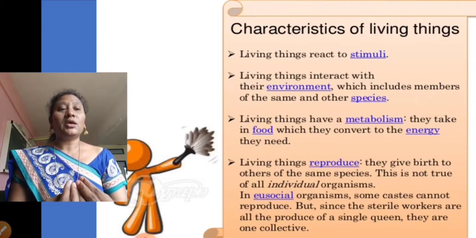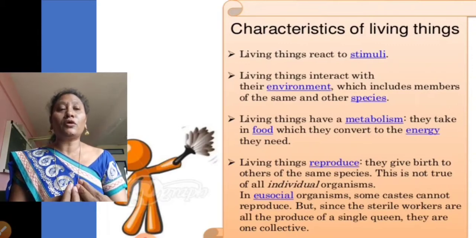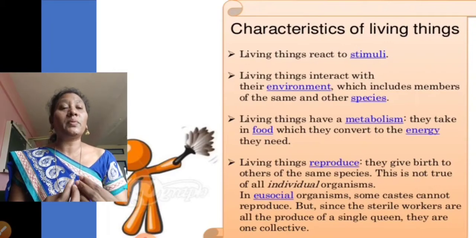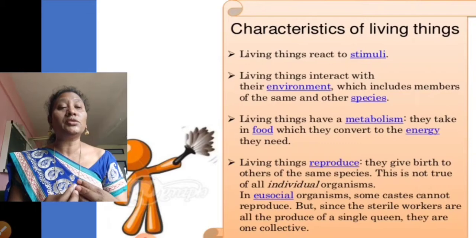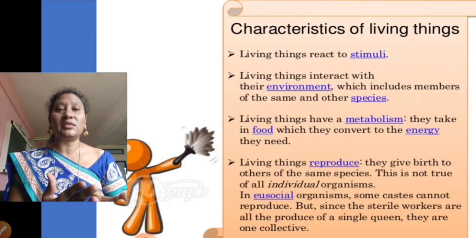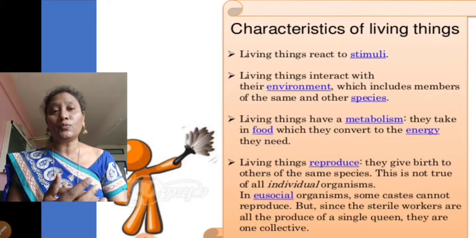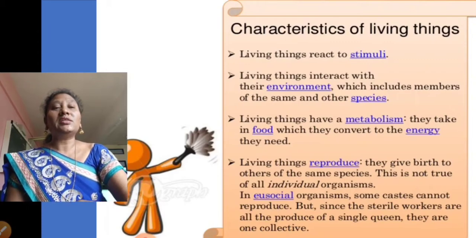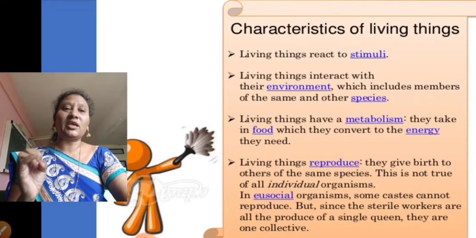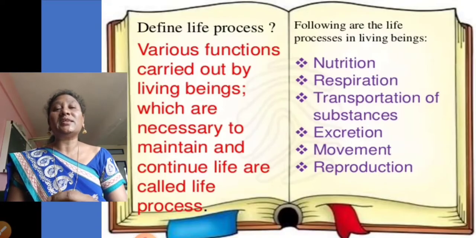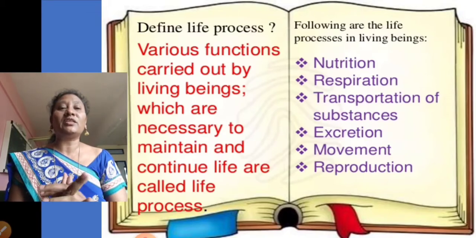So living things reproduce, they give birth to others of the same species. This is not true of all individual organisms. In a eusocial organism, some castes cannot reproduce, since they are sterile; workers are all the offspring of a single queen. They are one collective. If you take honeybees, not all the honeybees can reproduce. In the same manner, the ability to reproduce is one of the characteristics which defines a living organism. So these are some of the characteristics to define what living organisms are: ability of stimulation, interaction with the environment and other species, metabolic activities which help to produce energy, and ability to reproduce. These can all be considered as the processes of organisms which have life, living organisms.